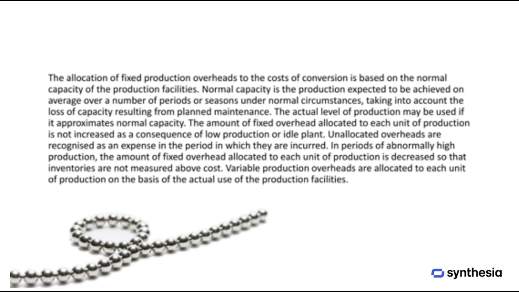When production is unusually high, the fixed overhead allocated per unit is reduced to ensure inventories are not valued above cost. Variable production overheads, however, are assigned to units based on the actual use of production resources.